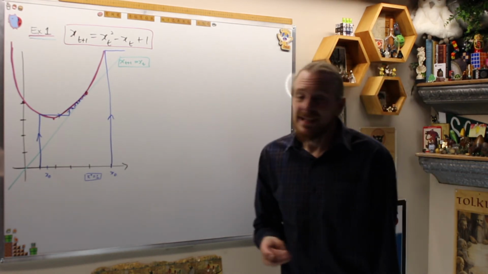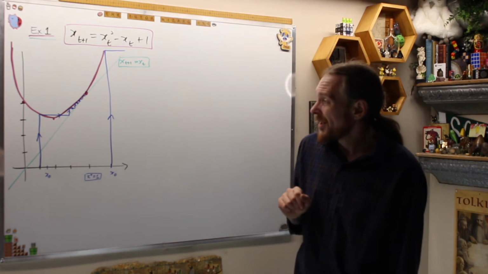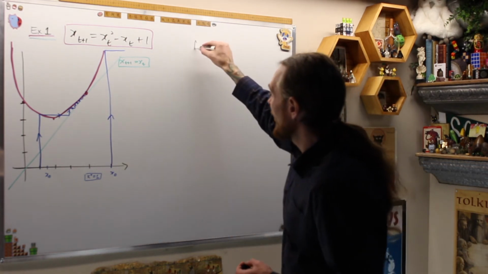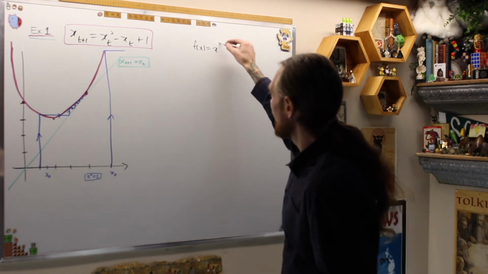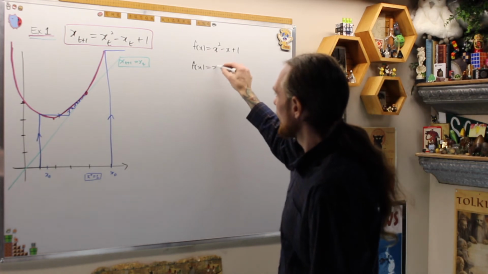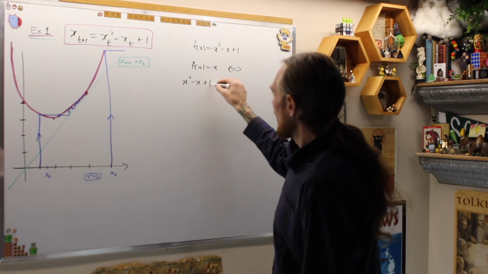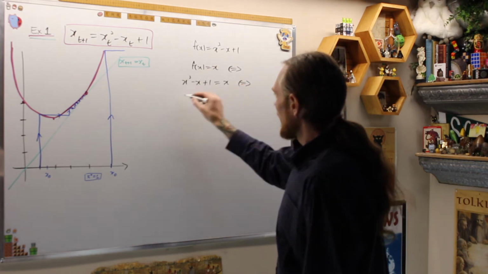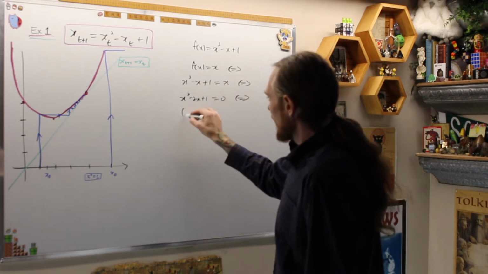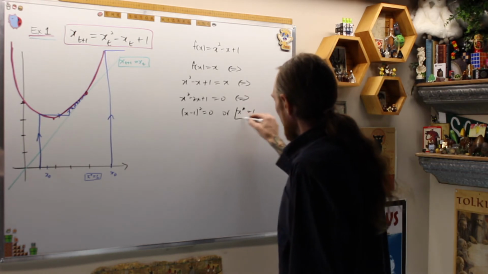All right, let's consider example 1, which is x_{t+1} = x_t² − x_t + 1. Last time we found the equilibrium for this, but what we have quickly is f(x) = x² − x + 1. Then we want to know when f(x) = x. That's if and only if x² − x + 1 = x, which is if and only if x² − 2x + 1 = 0. And so we get (x − 1)² = 0, or x* = 1 is the only equilibrium point.